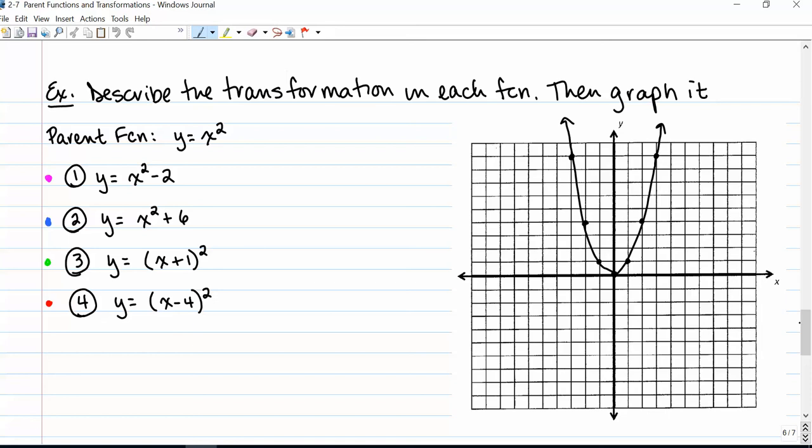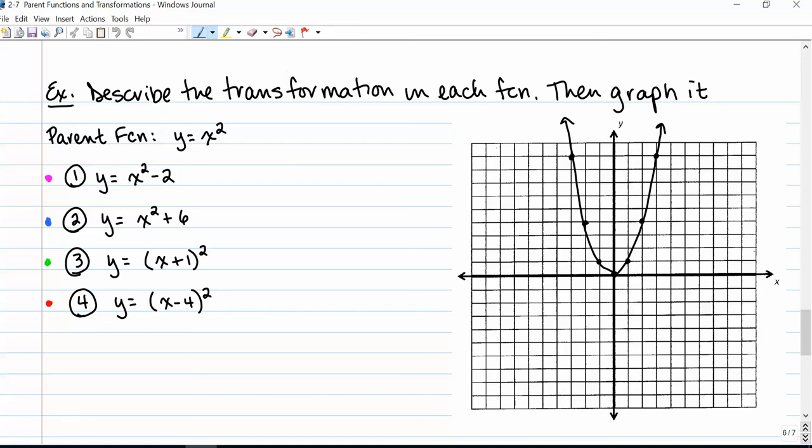So here's our example. Describe the transformation in each function and then graph it. So here we're going to be working off of the parent function of the quadratic function y equals x squared. And so here's the basic graph, and I went ahead and did that one in black. Now let's take a look at a transformation on that where we take the x squared and we subtract 2 kind of on the end.